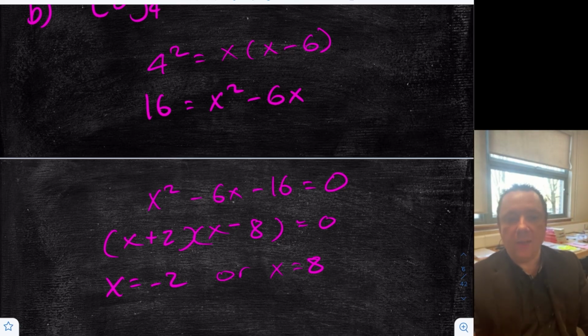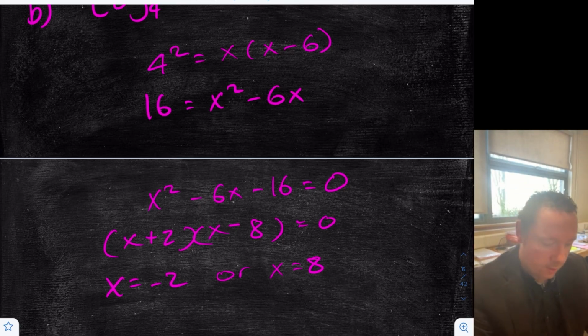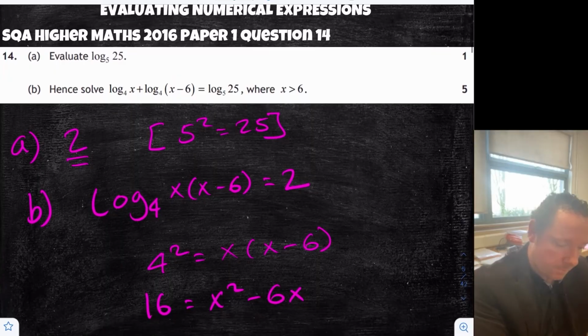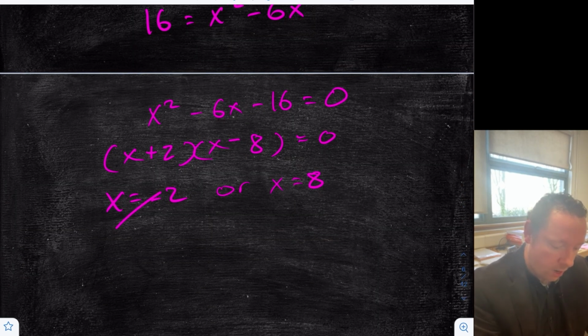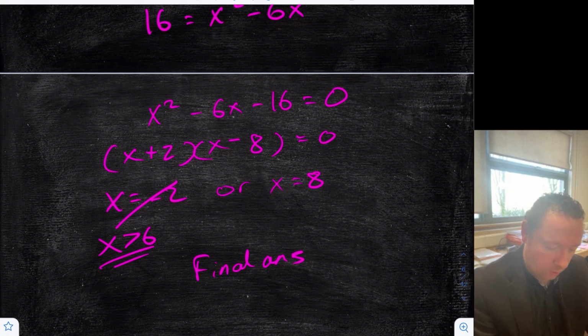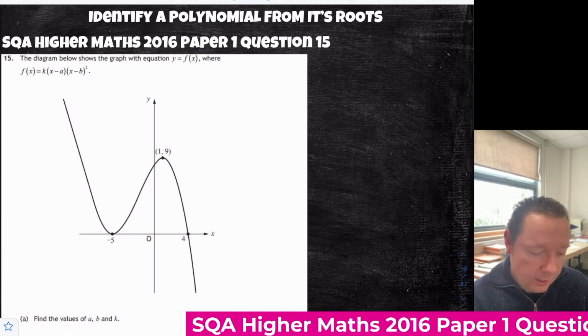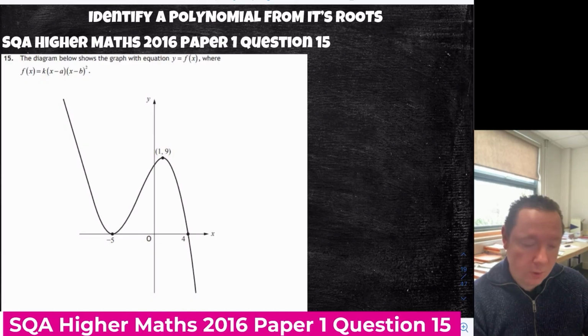But x equal to minus 2 is not a valid answer, because the log of 0 or anything negative is undefined, so x has to be greater than 6. So we can just score that out and say that x has to be greater than 6. So our final answer is x equal to 8. And we're done there.